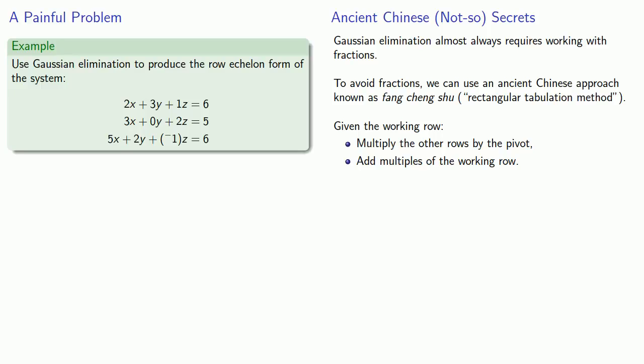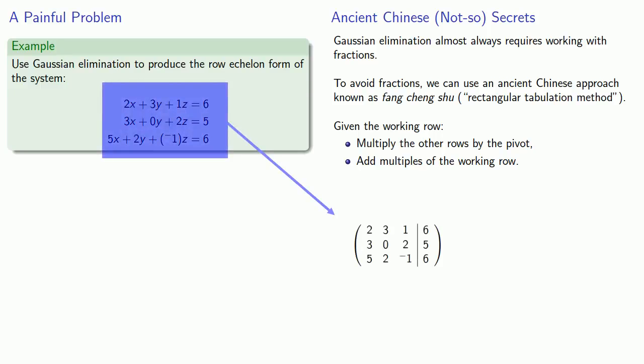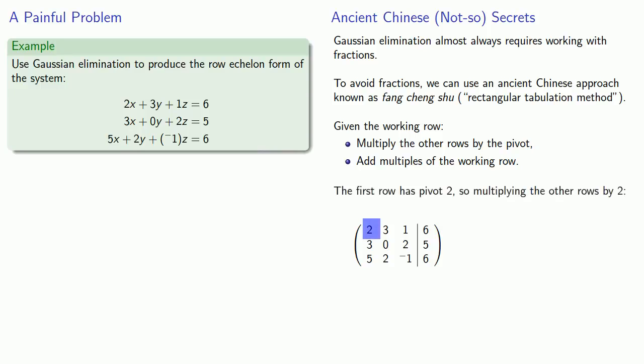So let's go ahead and set down our augmented coefficient matrix. Since we're already in standard form, that's just a matter of transcribing the coefficients and constants. The first row has pivot 2, so we'll multiply all the other rows by 2. So our first row remains unchanged.